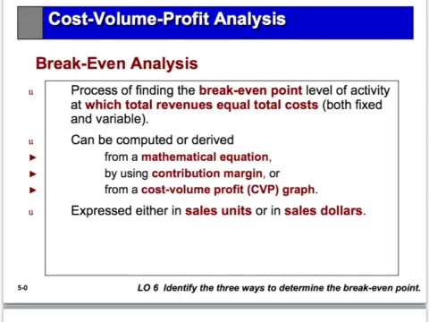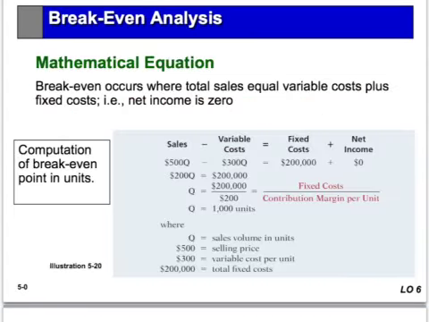Now we look at the break-even model. The break-even model simply means that point where total revenues equal total costs. That's both fixed cost and variable costs. We can do it the mathematical way, and then we're going to move on to the contribution margin approach, and we'll show it in terms of graphs, and we'll do it two ways, both sales in units and sales in dollars.